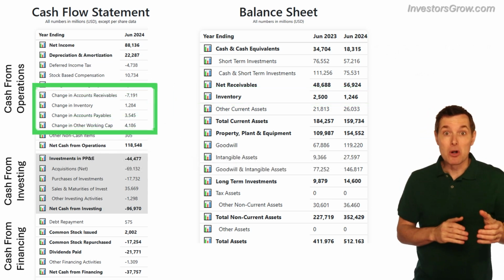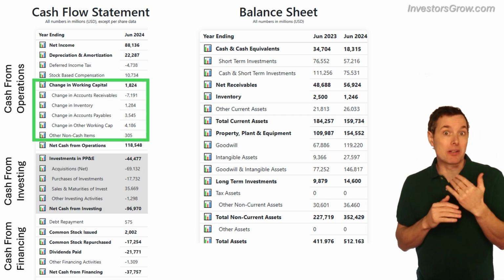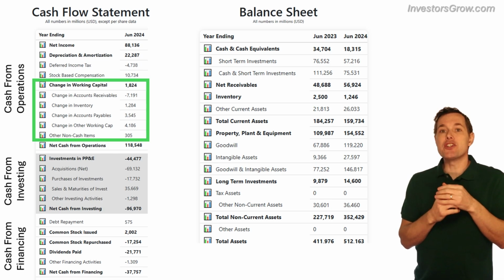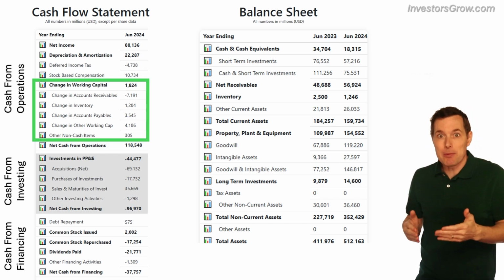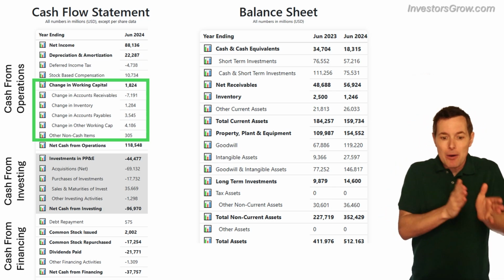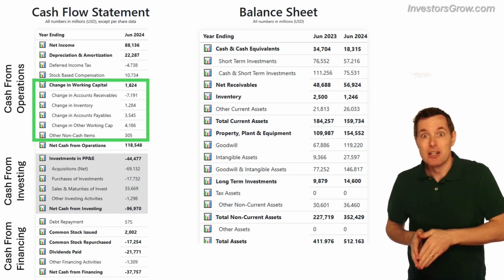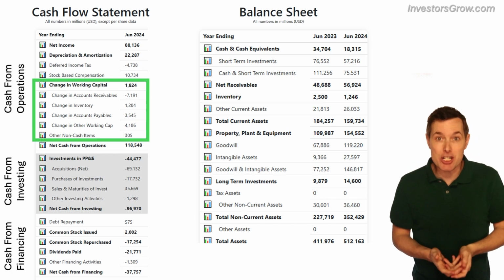Now, this is true for all of the numbers within the changes in working capital section, whether it be changes in accounts payable or accounts receivable. Basically, it's all the same. We take those numbers from the balance sheet and look at how they change from one period to the next. Those will impact the cash flow from operations number.